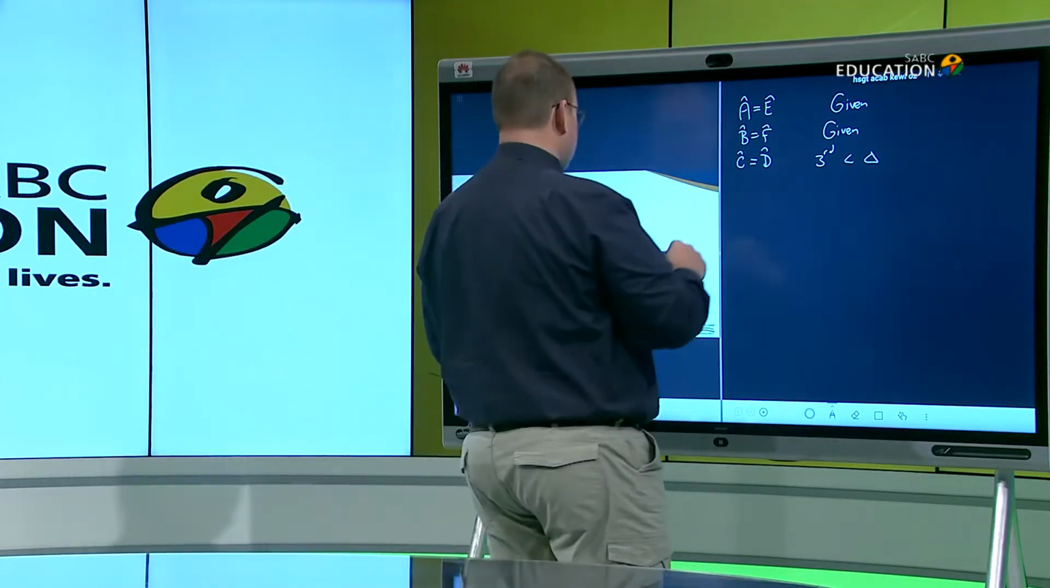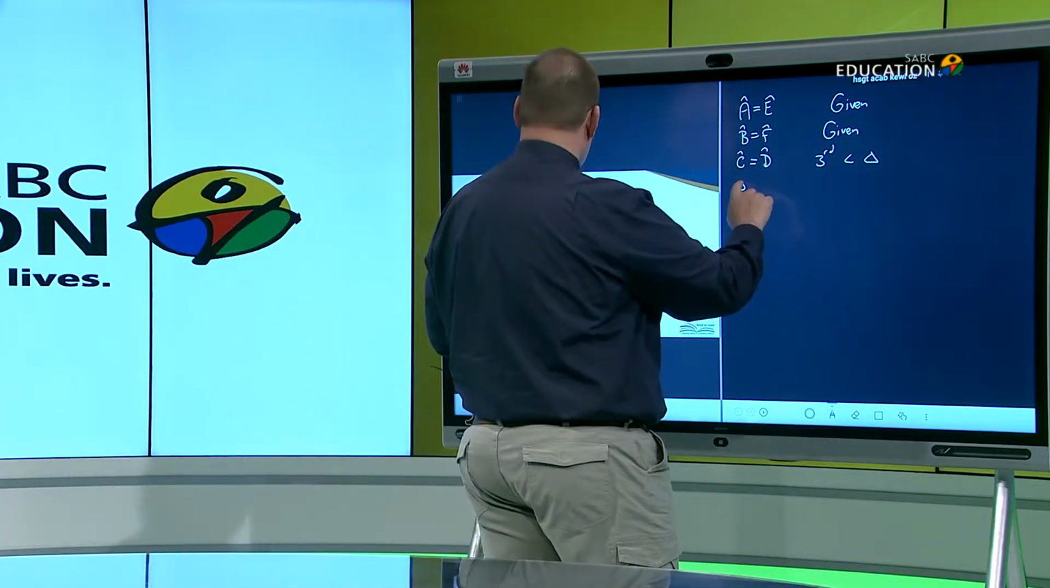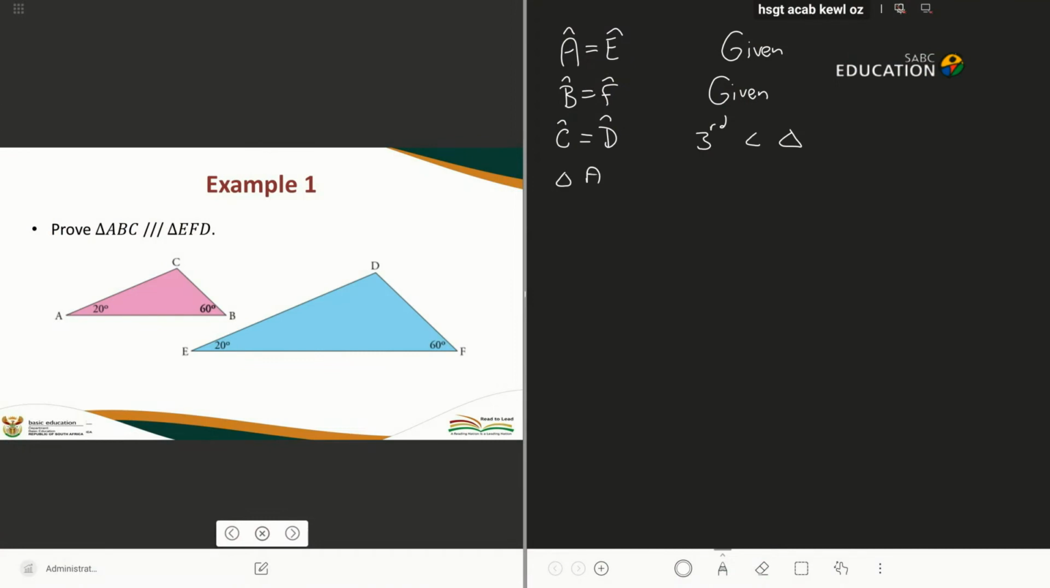So therefore we can say that triangle ABC will be similar to triangle EFD, and our reason will be angle. So that's all they ask you to prove, and we've proven that.